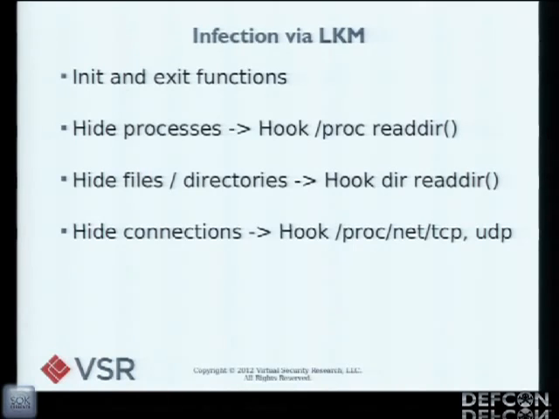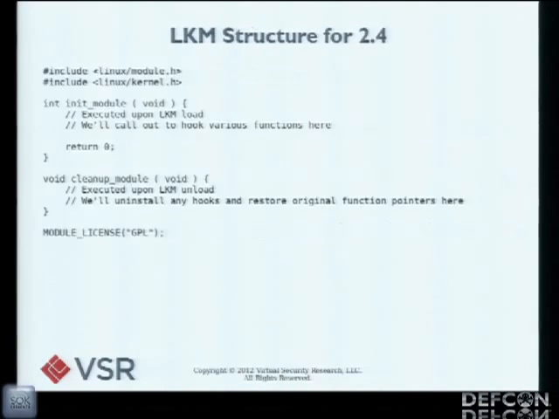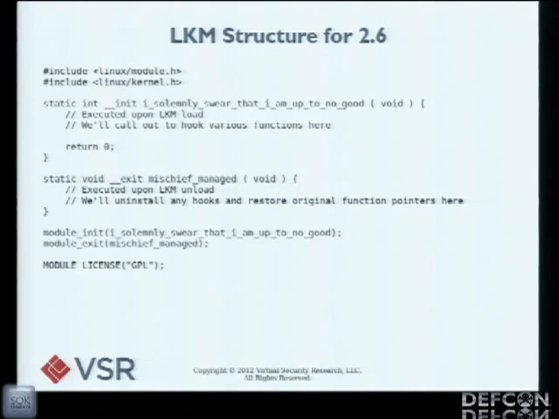You need an init and exit function that runs on install and uninstall. And if we want to hide processes, we simply hook the readdir function that's associated with the /proc directory. Every process running on the system is represented by a directory in /proc with the PID as the name. If you want to hide files in directories, we simply hook the readdir function associated with the folder that it's in. And if you want to hide connections, we simply hook the output functions associated with /proc/net/tcp and udp.